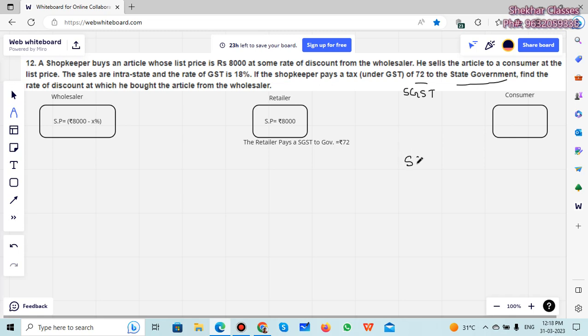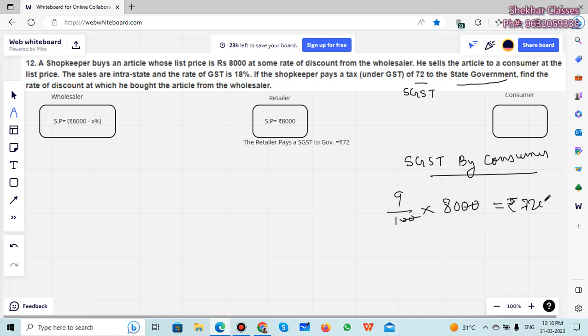So GST paid by the consumer, SGST basically. SGST by the consumer is how much? 9%. 9% of what? The selling price, which is 8,000 rupees. So how much will that be? Rupees 720. So how much has he collected from the consumer as SGST? SGST collected from the consumer is rupees 720.